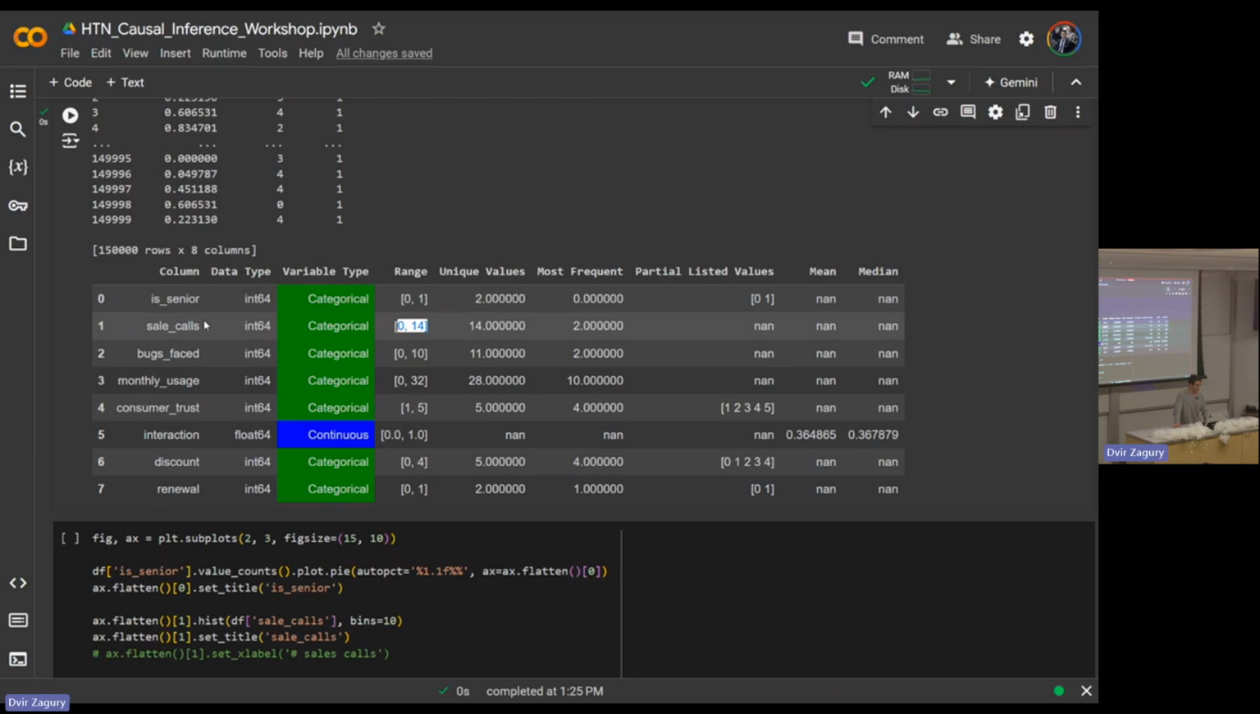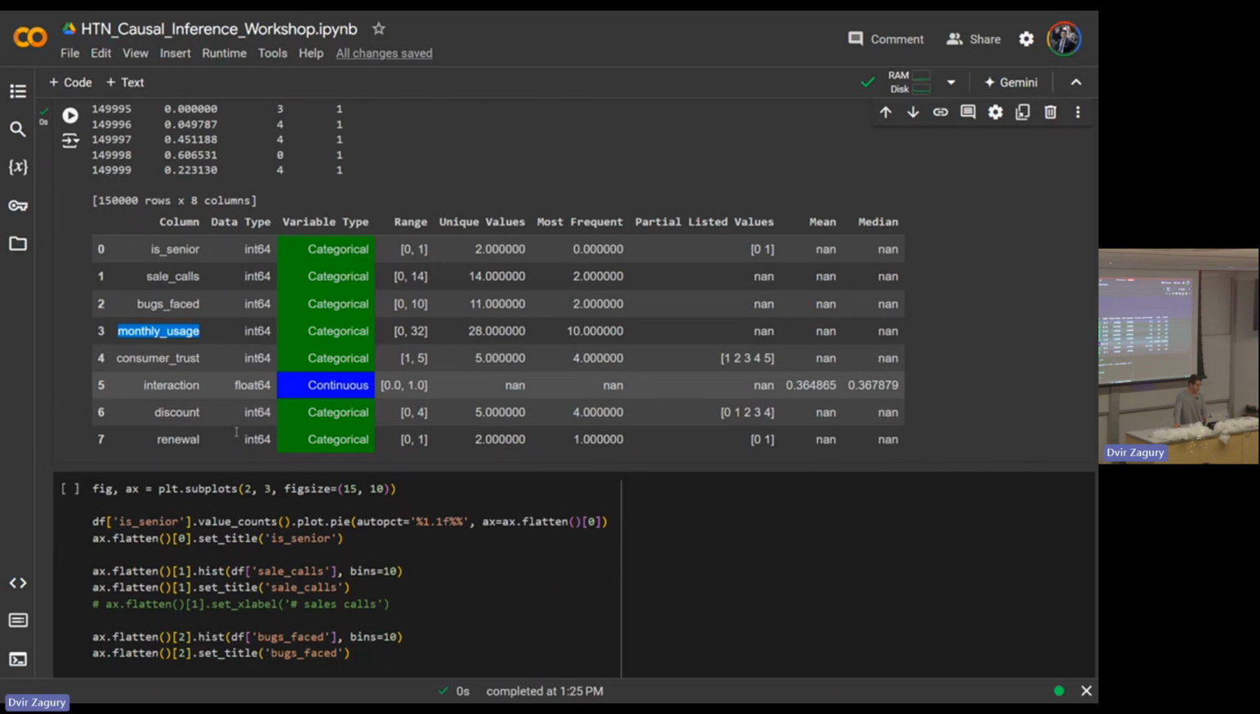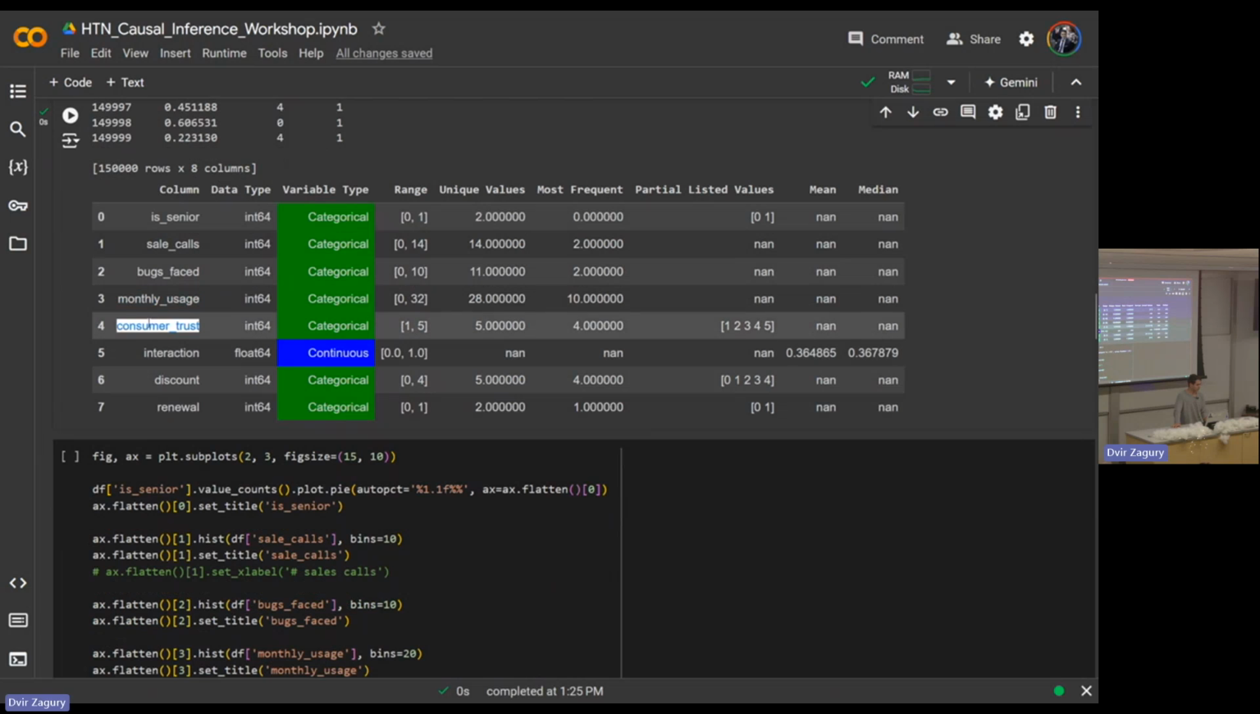And then we also have the number of bugs faced, from 0 to 10. We have the monthly usage, so it seems like it's the monthly usage of a customer from 0 to 32. We have a consumer trust, so that could be a score of how much the consumer likes us or trusts us or anything like that. Then we have a variable about the interaction. How good is that interaction? We see that it's continuous.